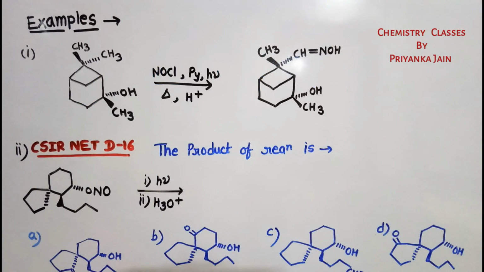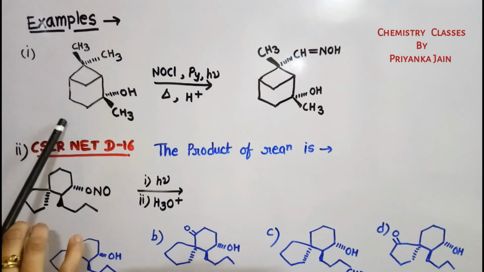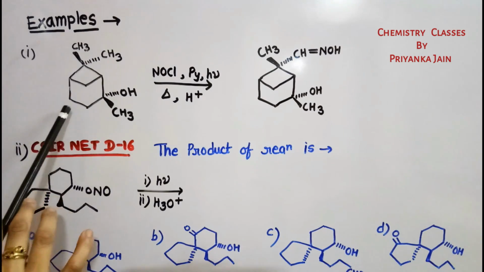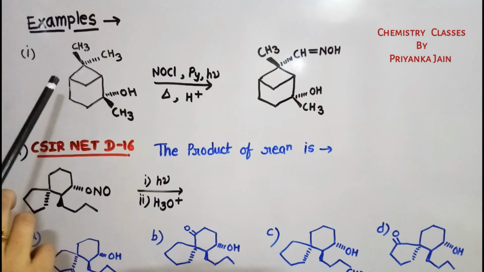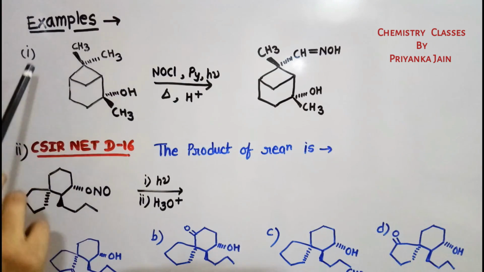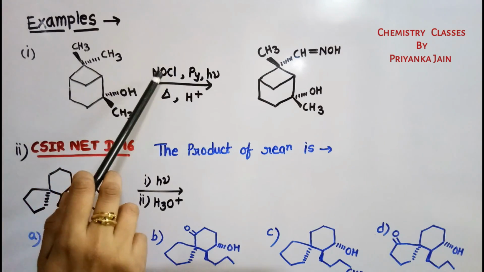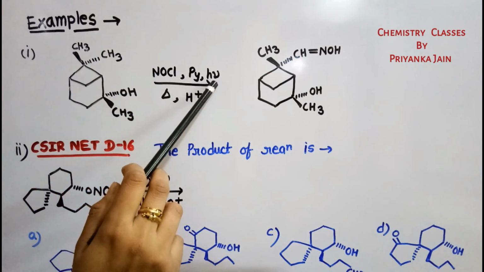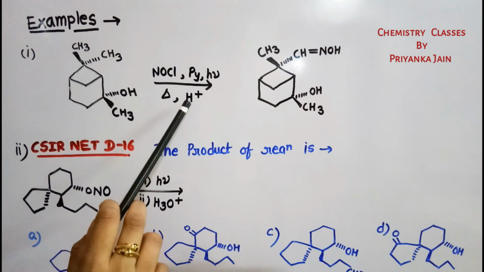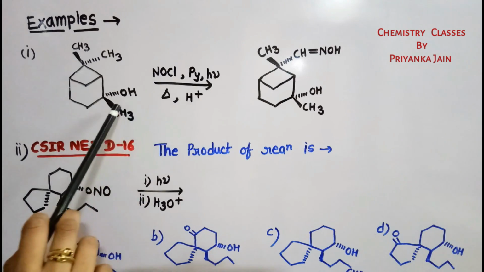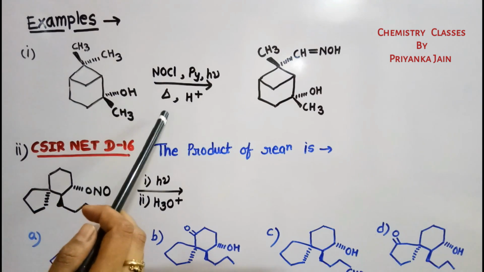Okay, now we see the examples of the Barton reaction. The first example is this. And a similar example has been asked in the GATE 2010 exam. You can watch there. In this example we have been given this compound and when this compound is treated with NOCl, then pyridine and then sunlight, and then acid hydrolysis is carried out in the presence of acid, what happens? What is the product? We have to find out.